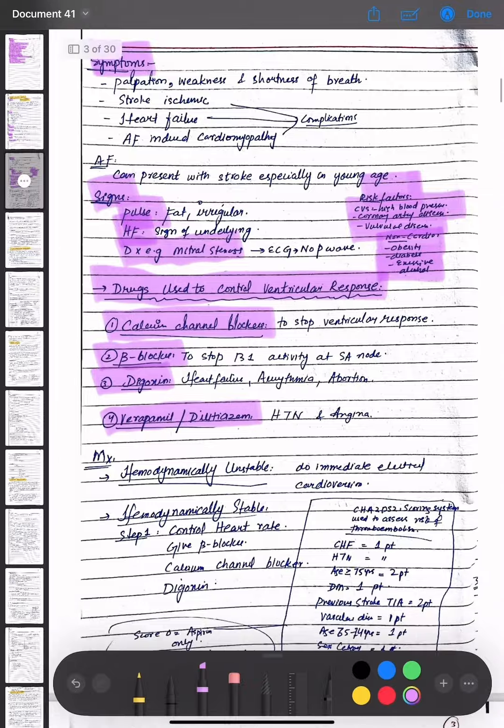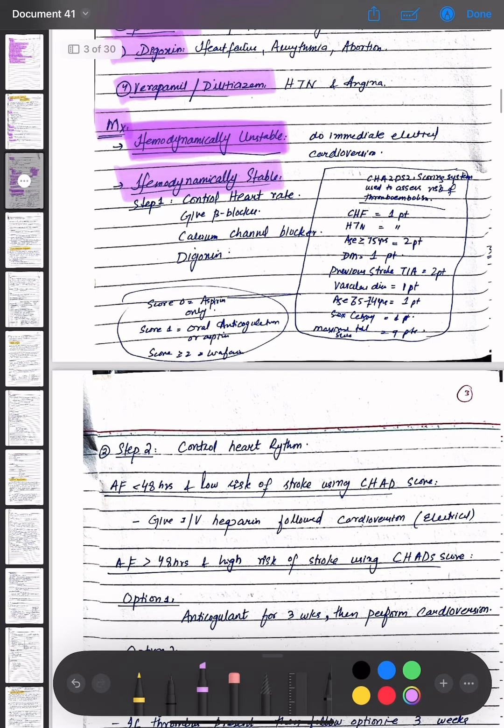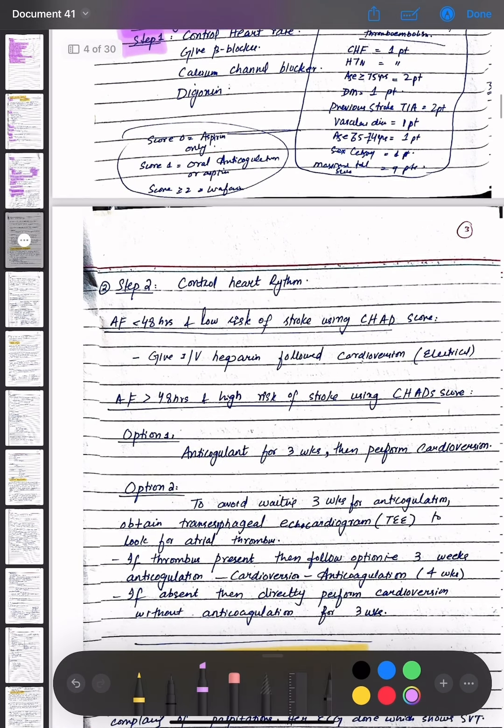Now, the management options for atrial fibrillation are broadly classified into those for the hemodynamically unstable patient and the hemodynamically stable patient. For the hemodynamically unstable patient, do immediate electrical cardioversion. For the hemodynamically stable patient, in step 1, control heart rate, that is give a beta blocker, calcium channel blocker, and digoxin. Then in step 2, control heart rhythm: if atrial fibrillation is less than 48 hours and at low risk of stroke using the CHADS score, give intravenous heparin followed by cardioversion.